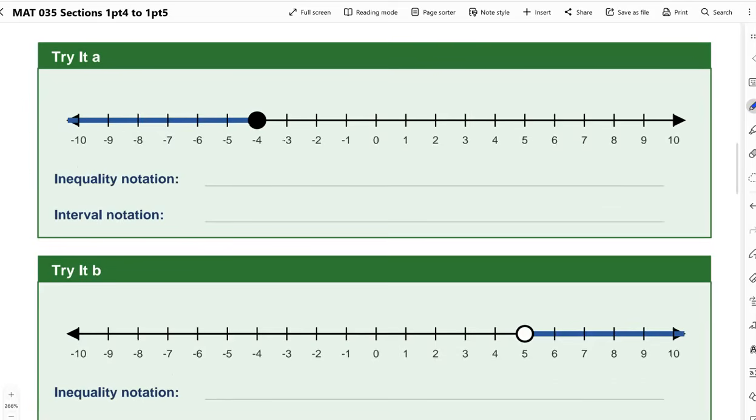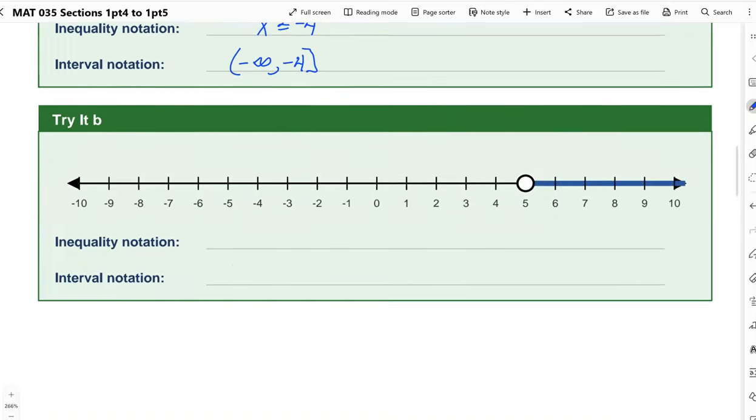So this is where you may want to pause the video, come back and check your answers. In this first one, we have a closed circle at -4 shaded to the left. So this graph heads off to negative infinity. Inequality notation is going to say all x values less than or equal to -4. Interval notation is going to be parentheses, negative infinity, comma, -4, and bracket because of the closed circle.